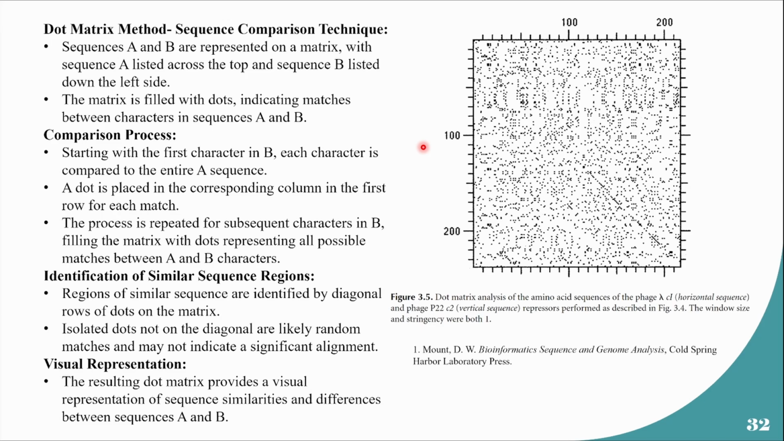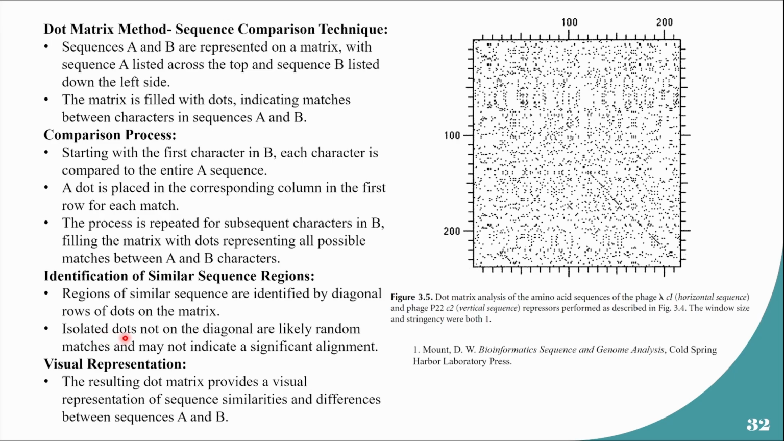characters are present. Starting from the first character in B, you compare each character through the entirety of the A sequence, a dot is placed everywhere there is a match, and then the process is repeated for every subsequent character in B. Whenever you see diagonal rows of dots on the matrix, as we saw in the earlier example, those will be the matching subsequences in the entire sequence.